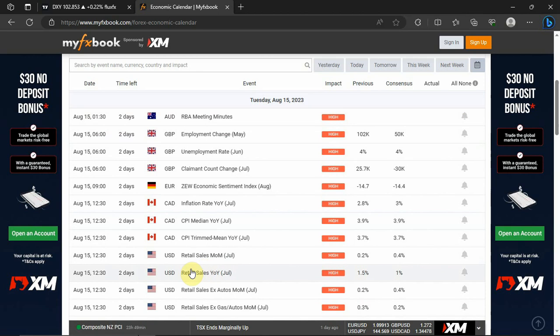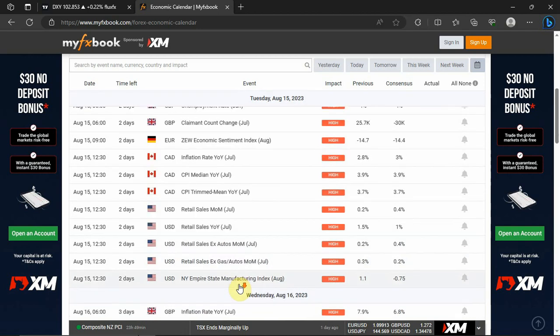Then we have retail sales month over month for the month of July for USD. Retail sales year over year for the month of July for USD. We have retail sales ex autos month over month for the month of July for USD. Then we have retail sales ex gas and autos month over month for the month of July for USD. Then we have the NY Empire State Manufacturing Index for the month of August for USD. So that is the news you're expecting on the market as far as Tuesday is concerned.